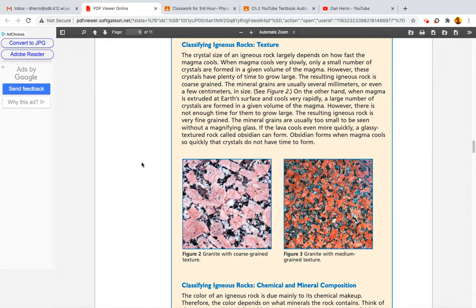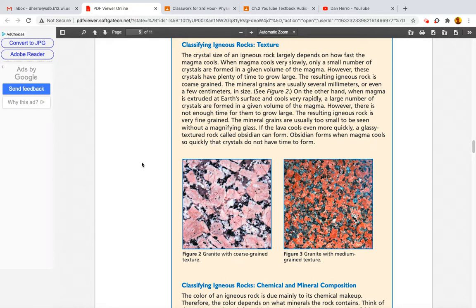On the other hand, when magma is extruded at Earth's surface and cools very rapidly, a large number of crystals are formed in a given volume of the magma. However, there is not enough time for them to grow large. The resulting igneous rock is very fine-grained. The mineral grains are usually too small to be seen without a magnifying glass.